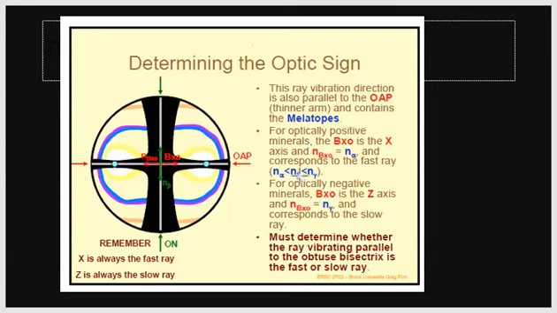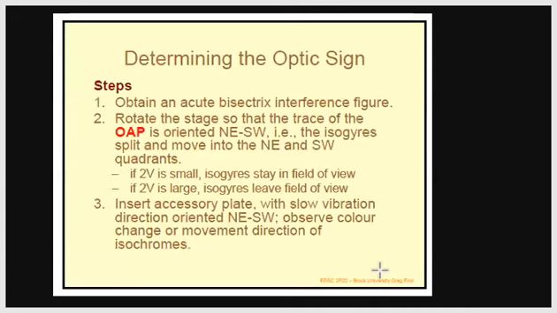You need to understand this concept very clearly, where for an optically positive mineral, BXA is the X-axis and BXO is going to be N gamma. N alpha is the one that is having the smallest refractive index, and that ray is the fast ray. Okay, N alpha corresponds to the fast ray. For an optically negative mineral, BXA is the Z-axis and BXO is going to be N alpha, and N gamma corresponds to the slow ray. So you need to determine whether the ray vibrating parallel to the obtuse bisectrix is the fast ray or slow ray. So what do you need to do?